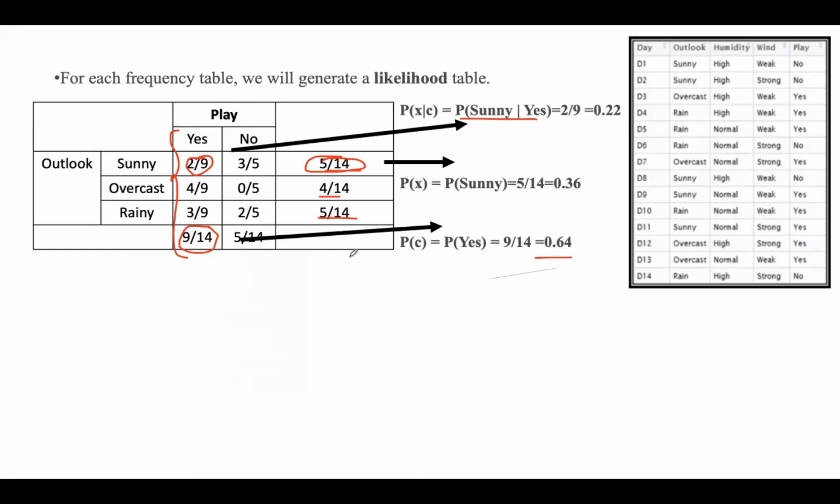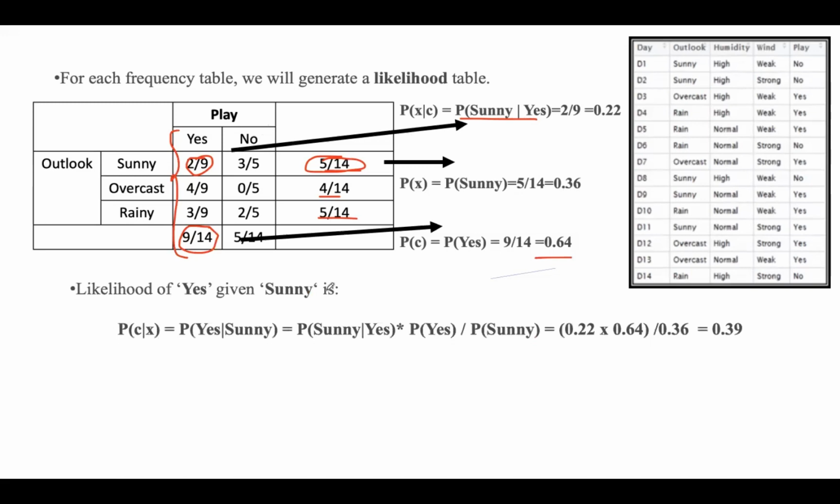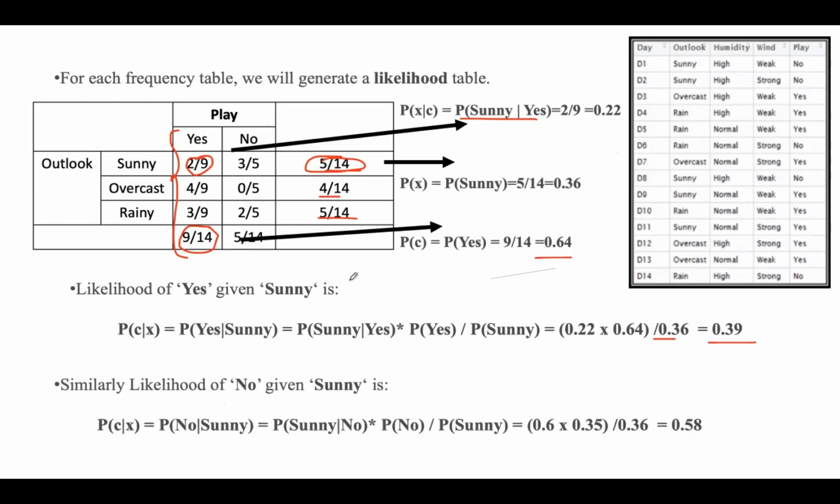In the same way, you need to calculate for no also. So this is how we calculated probability of yes given sunny. So we got it as 0.39. So multiply all these values and divide it by P of sunny. Do the same thing for no.